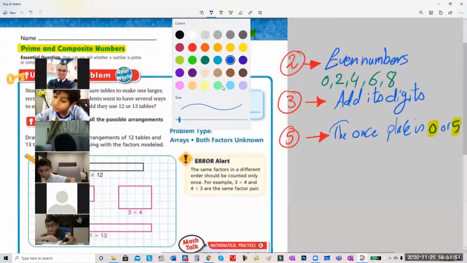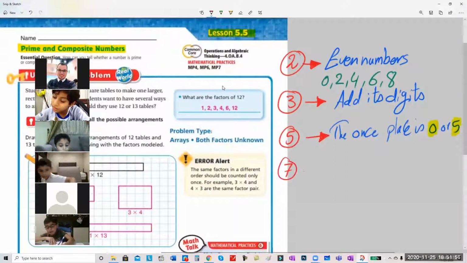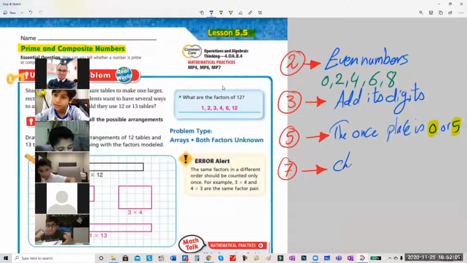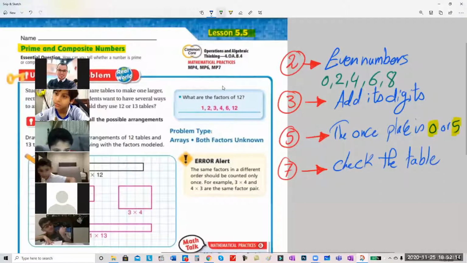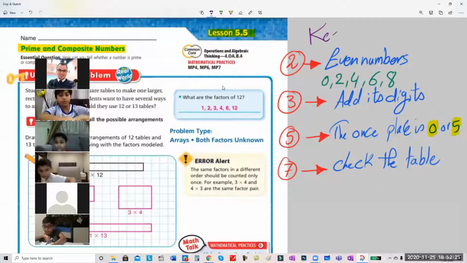Okay, and the last number with us today, 7. How can we know that the number is divisible by 7? You have to keep your timetable of 7, so you have to check the table. We're going to use these rules in today's lesson to check if a number is prime or composite, so you have to keep them.